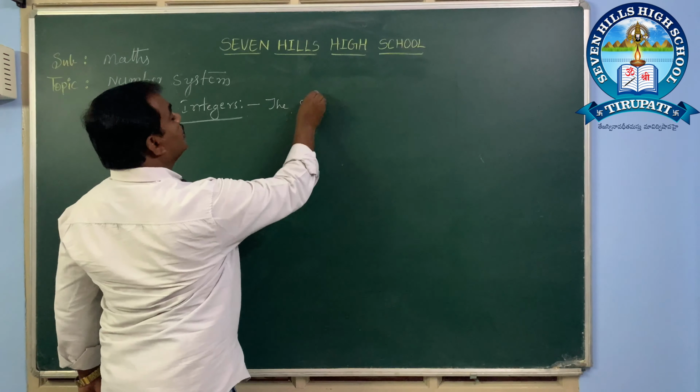So another definition is there. The set of whole numbers and the negative numbers are called integers. So the set of integers are denoted by the letter I or Z.